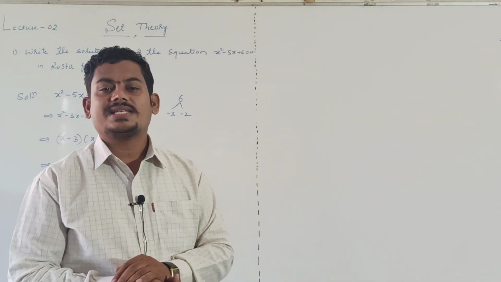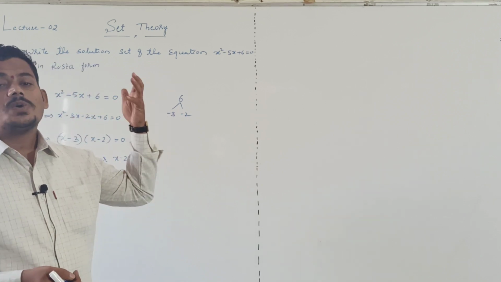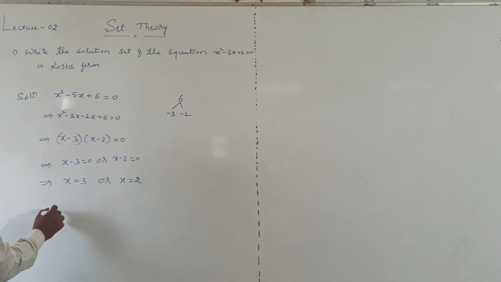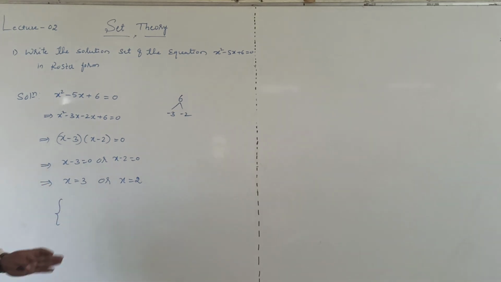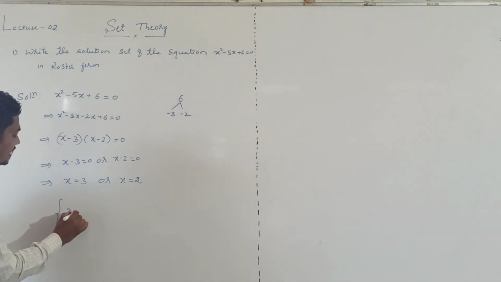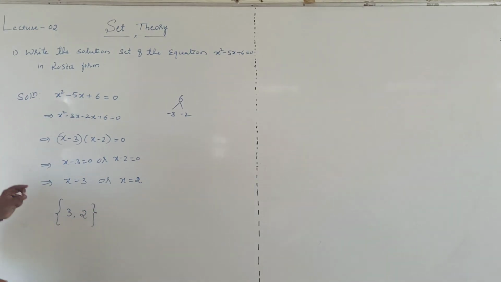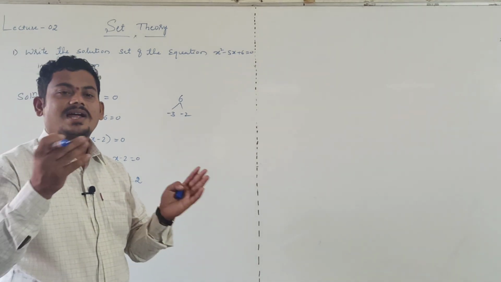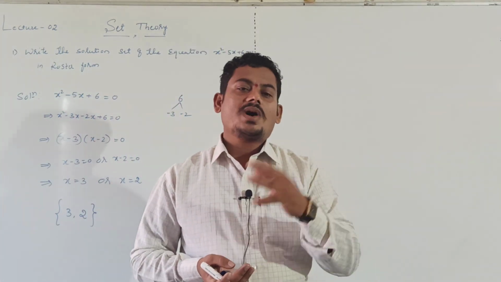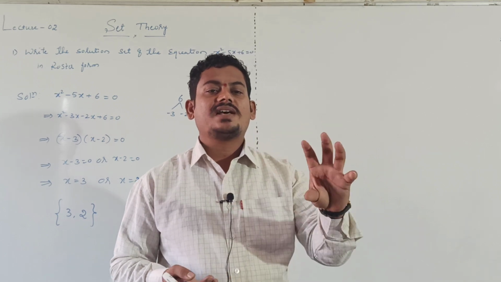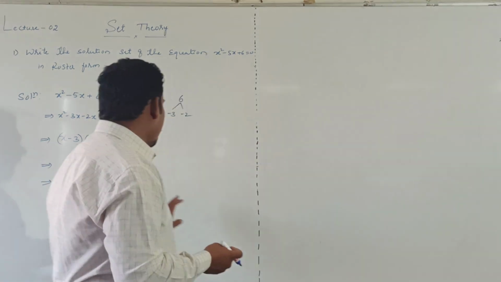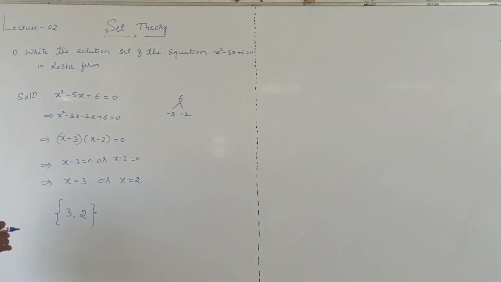Roster form means we list out all the elements. List out all the solutions of this equation. Our required is roster form enclosed within curly brackets. You can write 3 comma 2 or else 2 comma 3 because order of the elements is immaterial. In roster form order of the elements is immaterial.